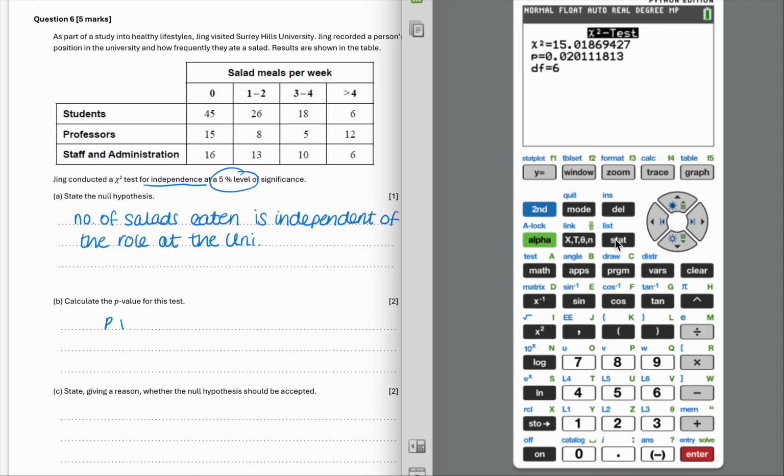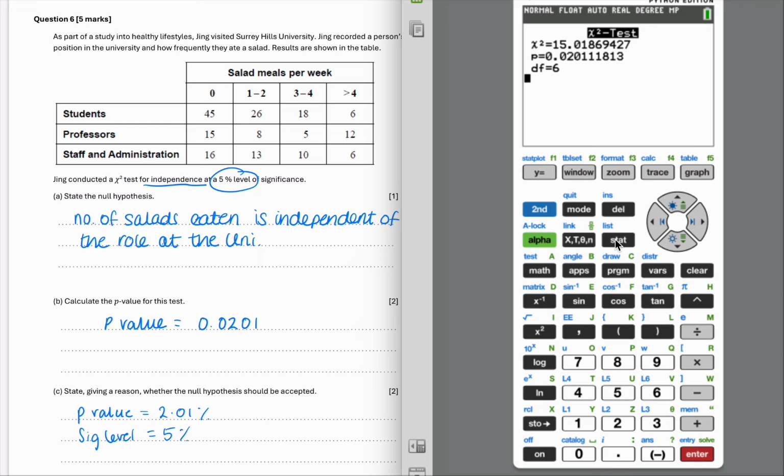So the p-value equals 0.0201. Okay, so that's my 3 significant figures. And we need to state, giving a reason, whether it should be accepted or declined. So my p-value is 2%. So the p-value is roughly 2.01%. And my significance level is up at 5.